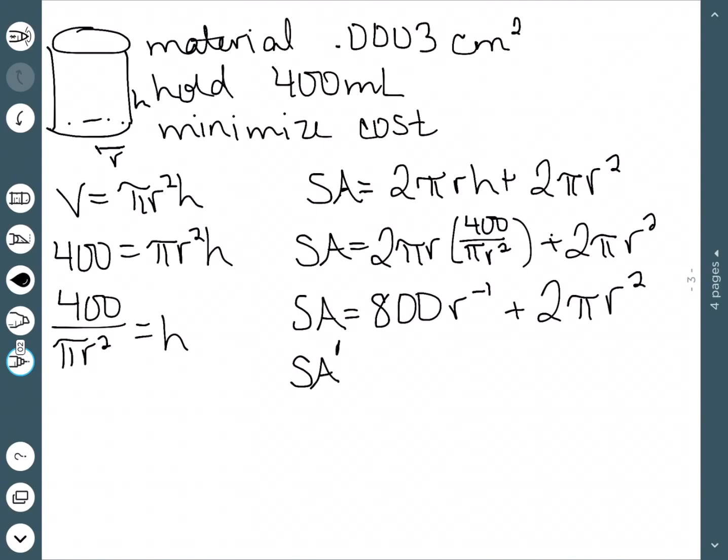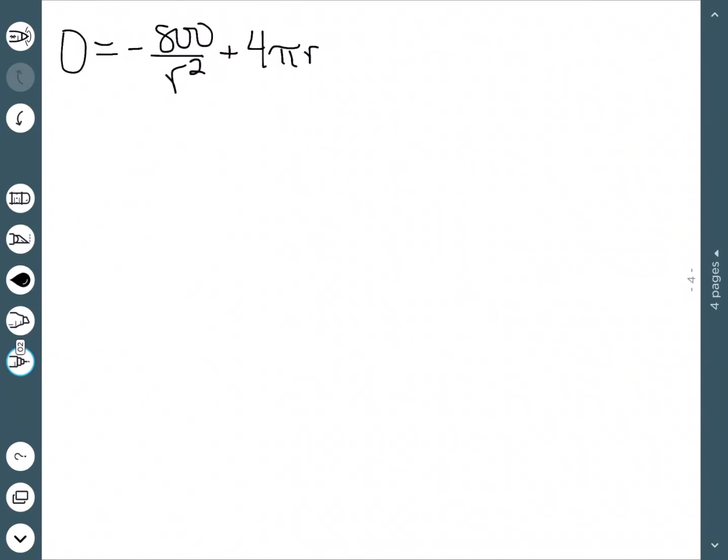In order to maximize or minimize, we're going to want to take the derivative. We bring the exponent out front and subtract 1. And then the same thing on the right. Bring the exponent down and subtract 1. We now need to set this equal to 0 and solve, which is a little more complicated. So here's the equation we need to solve.